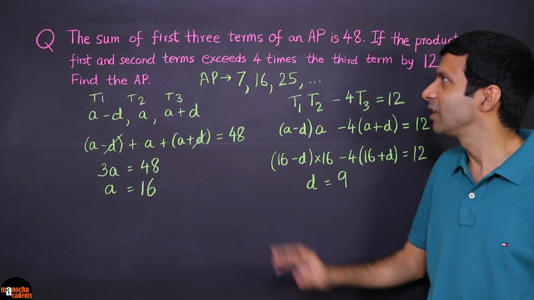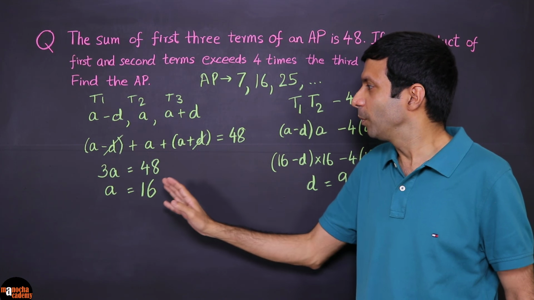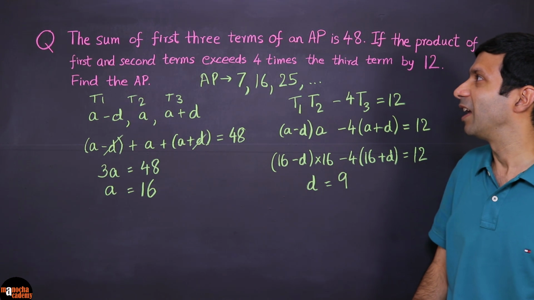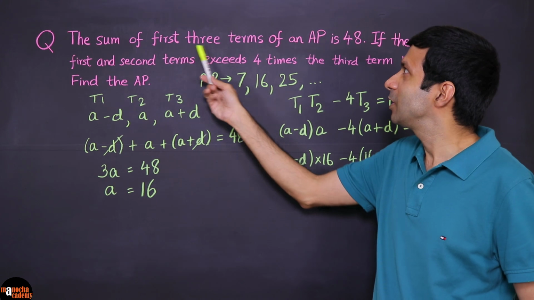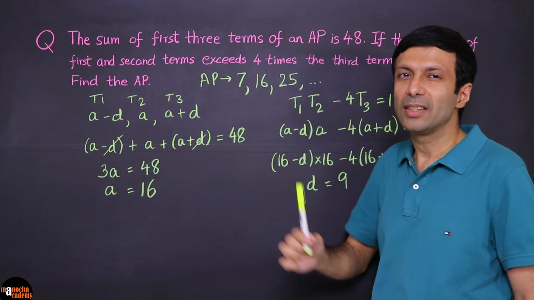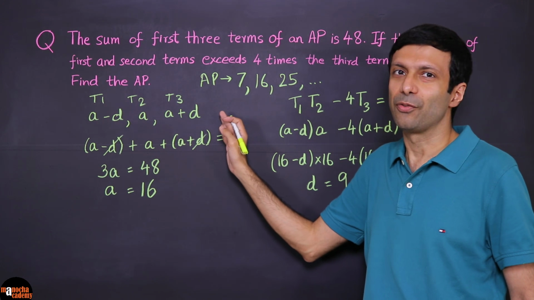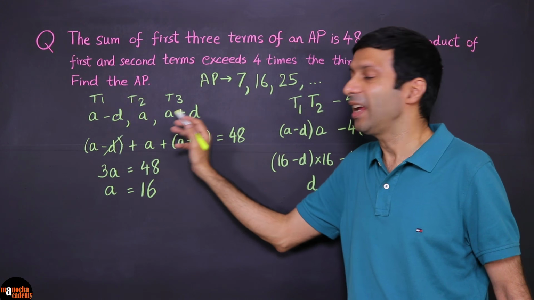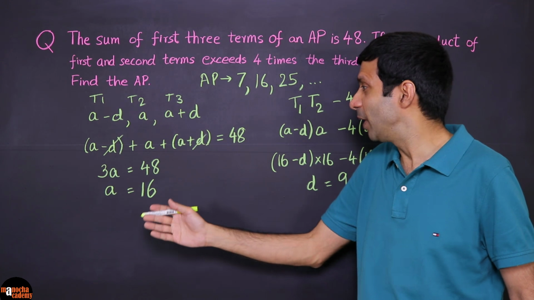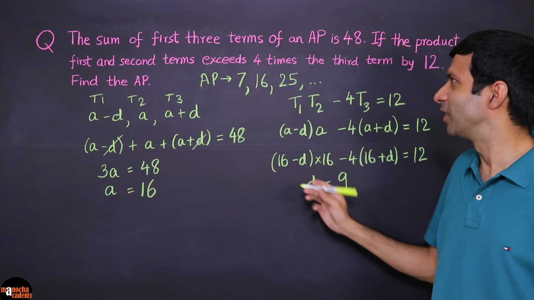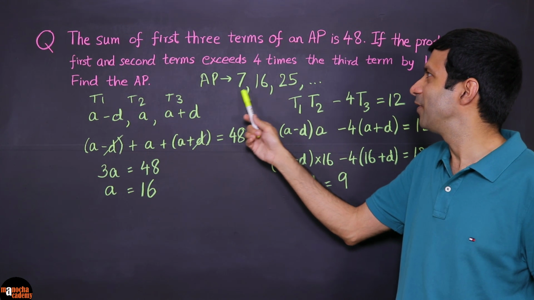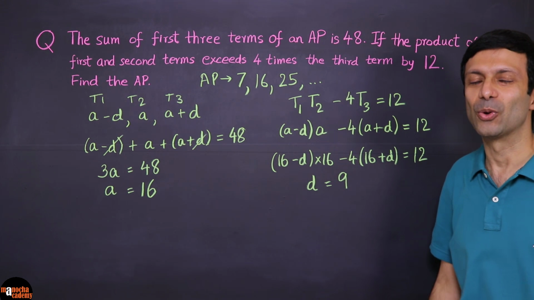So the main trick is you look at the question and form the equations based on the condition, and here we use the trick that the first 3 terms were given. So rather than using A plus D and A plus 2D, we use this convenient form, A minus D, A and A plus D, and that made it really easy to solve this question. And so our AP turned out to be 7, 16, 25 and so on.